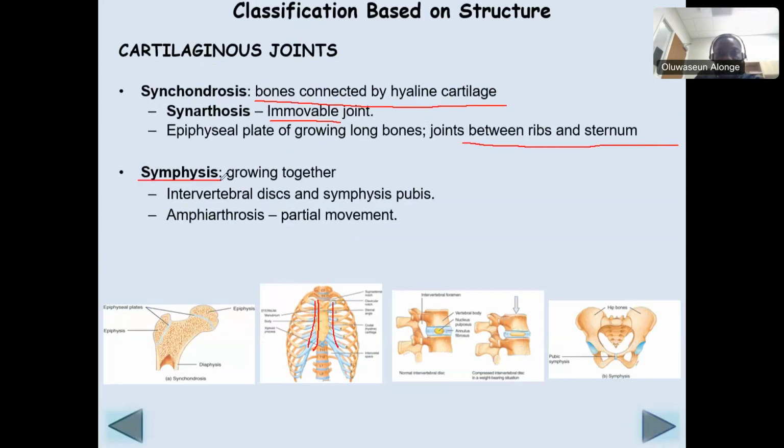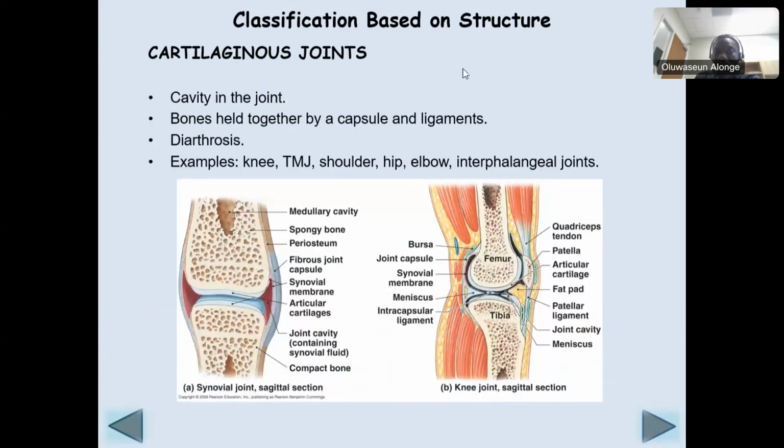Then we have the symphysis. Symphysis again is the bone joint here. This is symphysis. I told you it's the anterior articulation between the two hip bones. You have the intervertebral disc and the pubic symphysis. This is the intervertebral disc, and this kind of joint allows very minimal movement. We call it partial movement. They don't allow full movement, but they allow some movement.